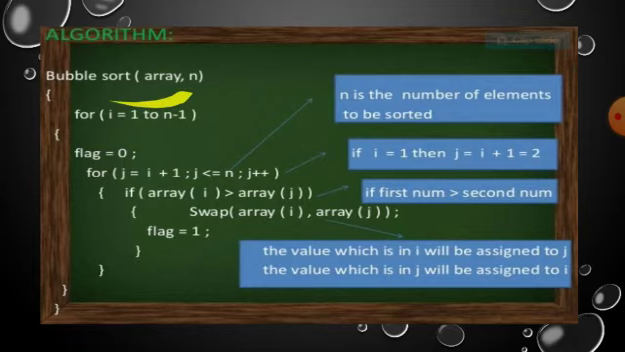We created the bubble sort function with array of n, where n is the number of elements to be sorted. We have a for loop. In the for loop, if i is equal to 1, then j equals i plus 1, which is 2. The value of i is incremented by 1 and becomes 2. Then the flag is initially set to 0.